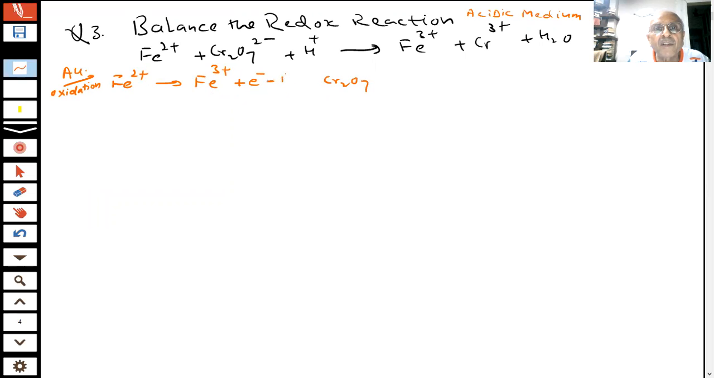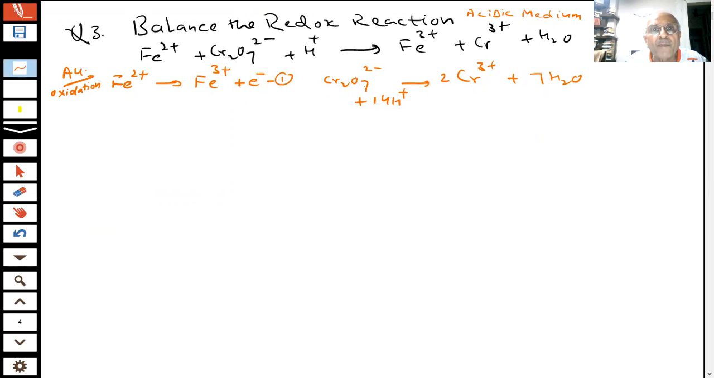Cr2O7, this is my equation 1. Cr2O7 2- is going to chromium 3+. Chromium 2, so I make it 2. Now I am going faster, because I have learned it. I don't have to show all the steps. How much water are you putting? 7H2O, 7 oxygen, 7H2. How much hydrogen are you putting here? 14 H+, 7 into 2, 14 H+.